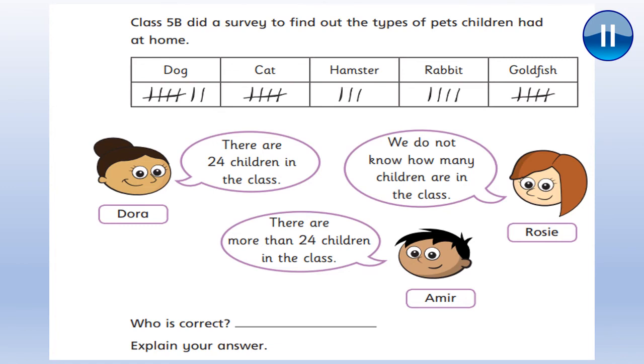And finally, in this tally chart, we have 5B's survey about the types of pets children have at home: dogs, cats, hamsters, rabbits and goldfish. Dora says there are 24 children in the class. Rosie says we do not know how many children are in the class. And Amir says there are more than 24 children in the class. Only one of these is correct. Can you explain who you think is right?